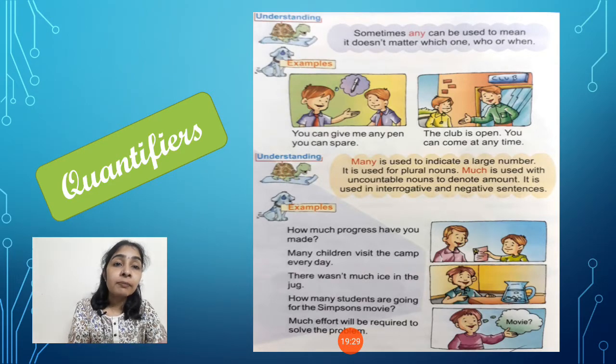Let us see the examples. How much progress have you made? Progress is an uncountable noun, so here we are using much. Many children visit the camp every day. Children are countable, so we are using many here.